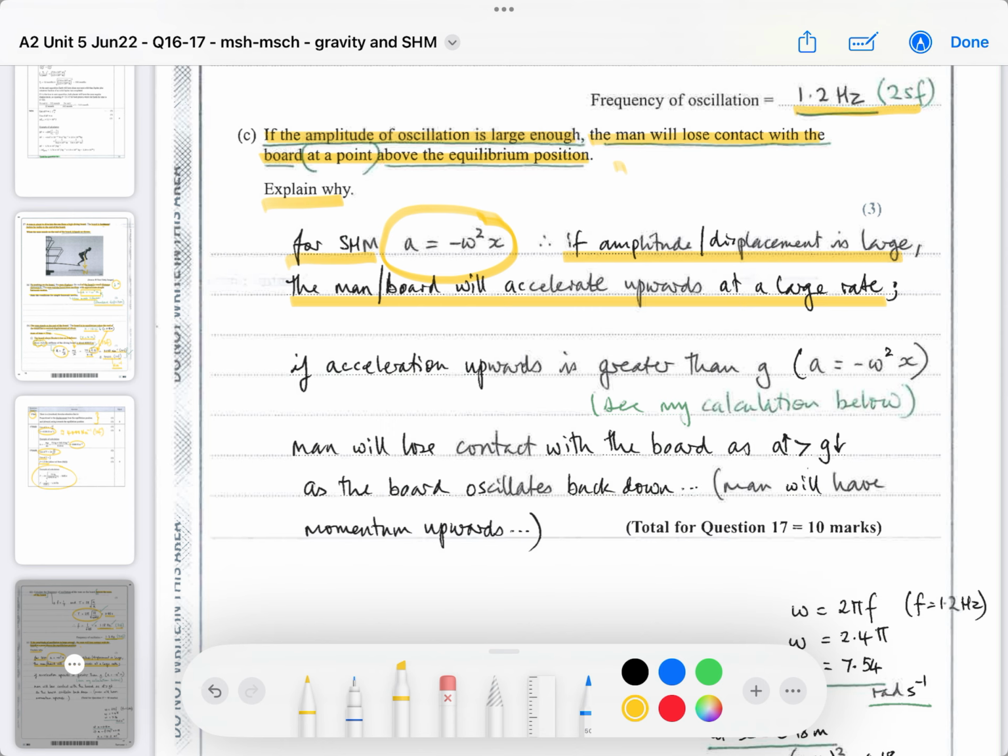Okay? So if the acceleration upwards is greater than gravity, acceleration due to gravity, then what will happen? The man will lose contact with the board as the acceleration upwards is greater than g downwards. As the board oscillates back down, the man will have a trajectory upwards still, because gravity hasn't slowed him down to 0. Okay? Now you can see I've actually done a calculation to prove it to you down below.